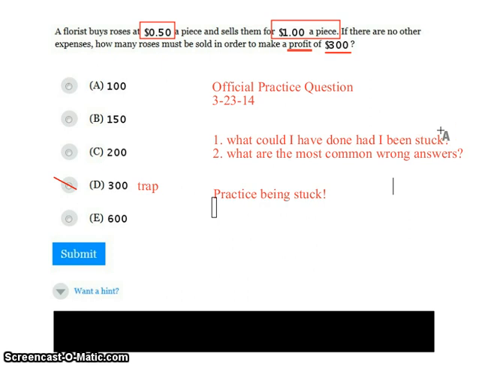When you're practicing, it's not so much about getting questions right or wrong, it's about getting better at your process. So what could I do if I was stuck? Well, we know 300 is a trap. And then we can say, well, do I have to get bigger or less? Do I have to sell more flowers or fewer? Well, I have to sell more, right? So a question I might ask is, more or fewer? And the answer here is more. Why? Because I want the profit, and the flowers cost me some money. So I have to sell more than 300.